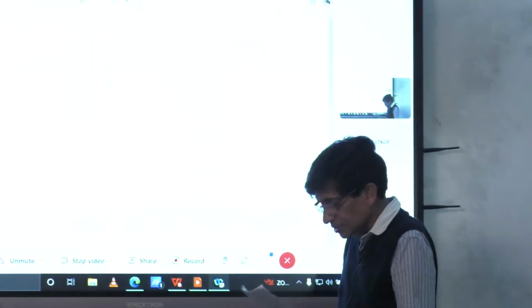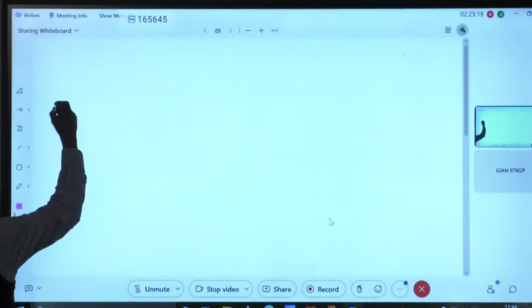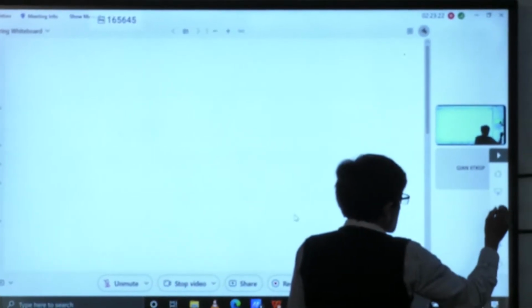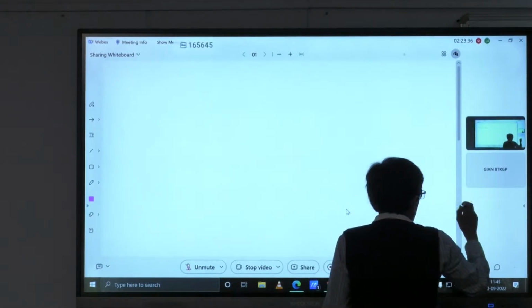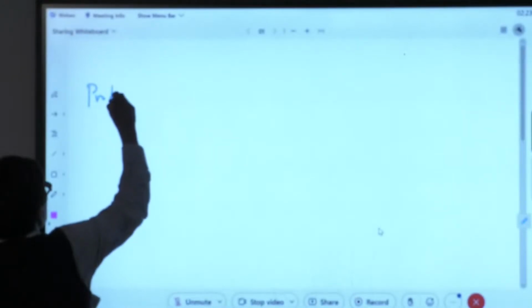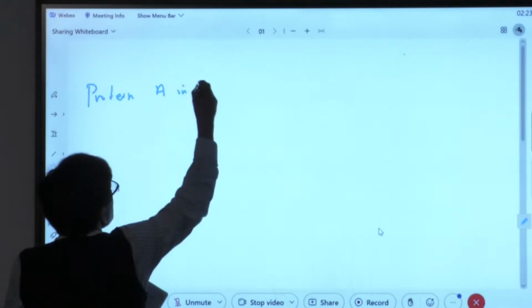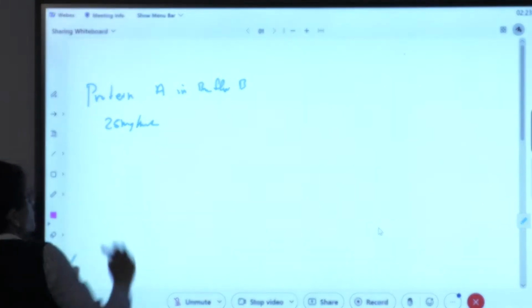Okay, so the concentration of protein A in buffer B is 25 milligrams per milliliter, okay, 25 milligram per milliliter.